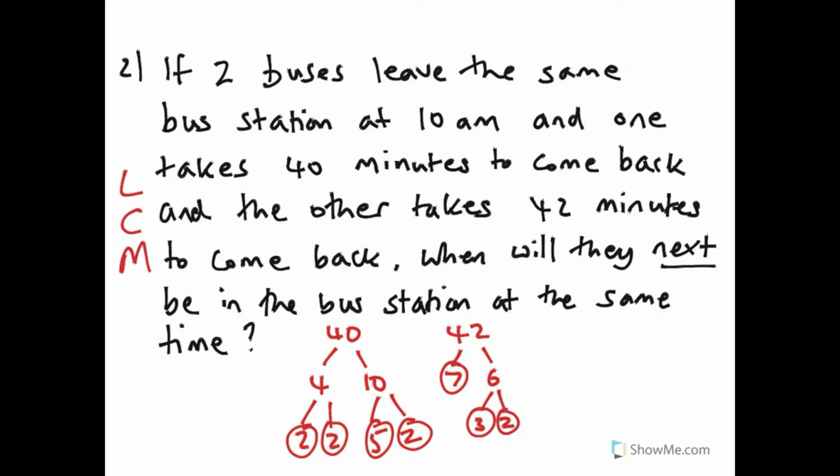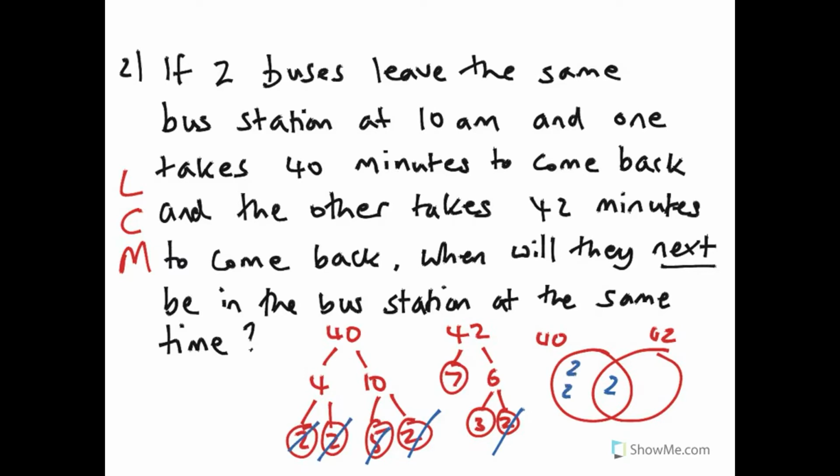Now they go into a Venn diagram like this. On this side I'm going to have the primes for 40, and on this side the primes for 42. So let's make a note of which side's which. Any primes that are shared go in the middle. So let's look for shared primes. Well, there's a 2 that's shared, so that's going in the middle. There aren't any more shared ones. Let's finish off the diagram now. Anything that's left on the 40 side, we've got 2, 2 and 5. Anything that's left on the 42 side, 7 and 3.